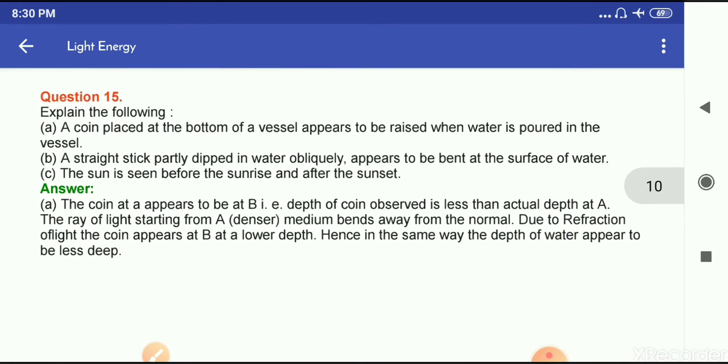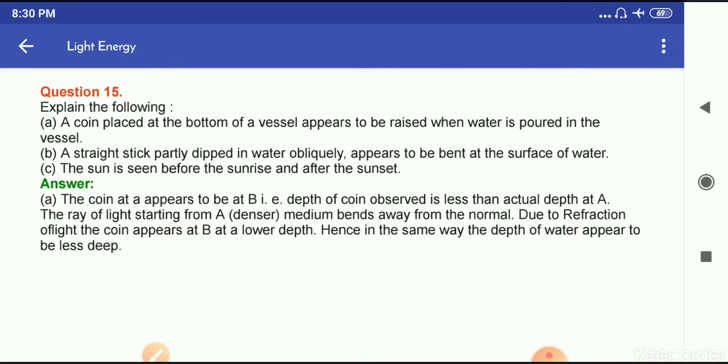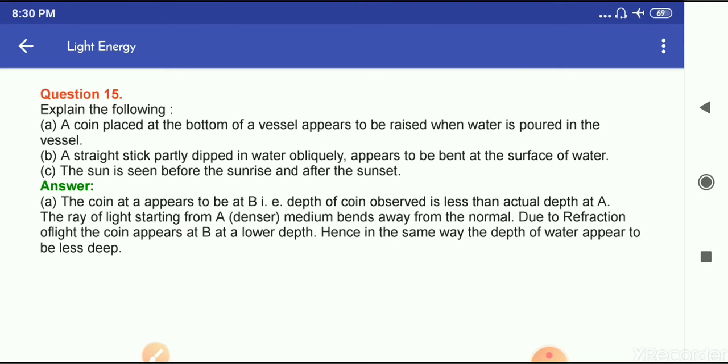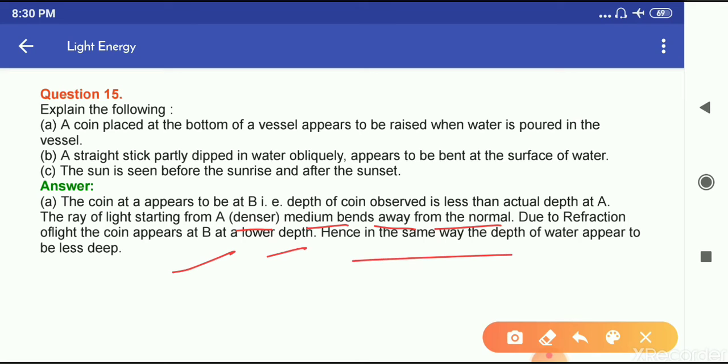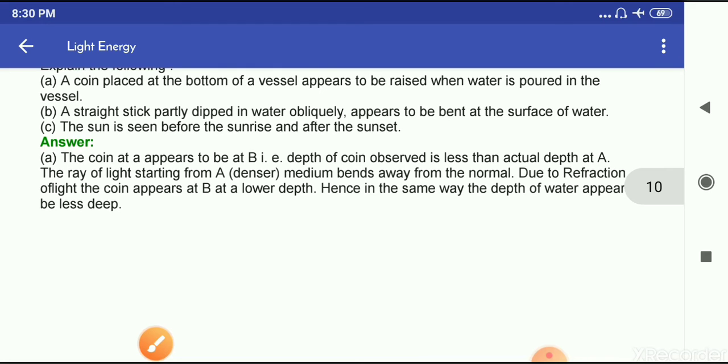A coin placed at the bottom of the vessel appears to be raised when water is poured in the vessel. So the answer is, the coin at A appears to be at B, that is, the depth of the coin observed is less than the actual depth. The ray of light starting from A, that is the denser medium, bends away from the normal due to refraction of light. The coin appears at B at a lower depth.